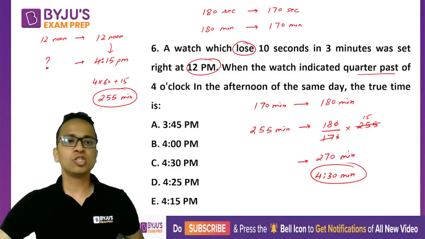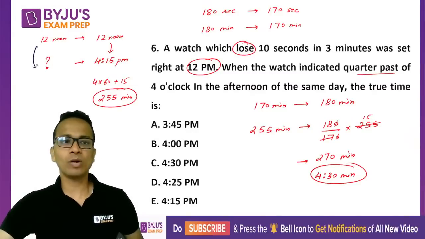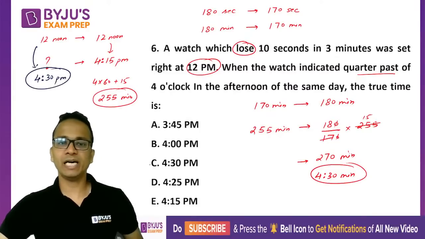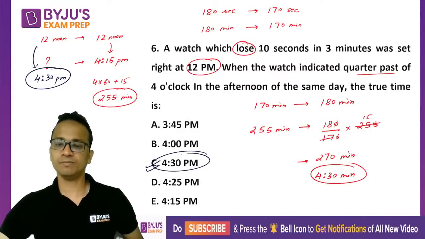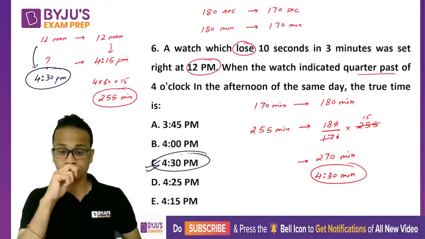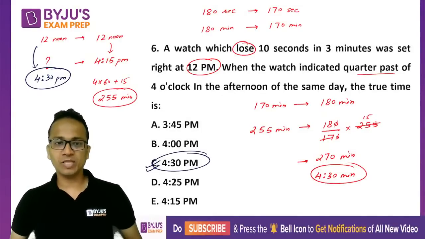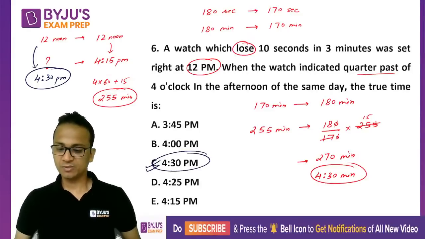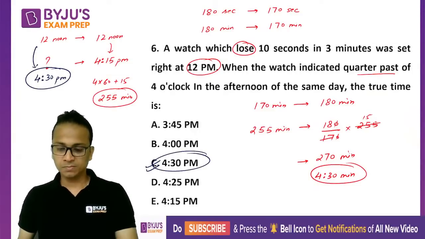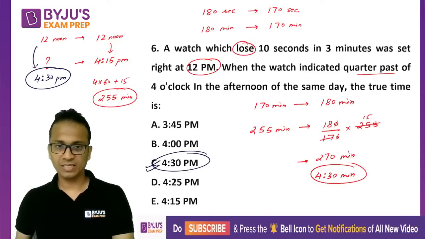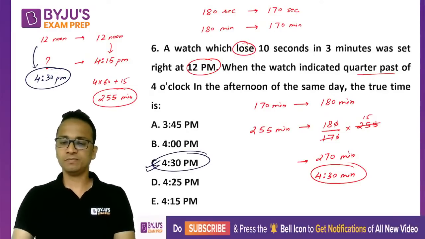So what I'll do is take 12 noon and add 4 hours 30 minutes. So the correct time will be 4:30 p.m. This will be the answer, which is option C, 4:30 p.m. I hope I am clear with the concept. Yes, so the correct answer is option C.